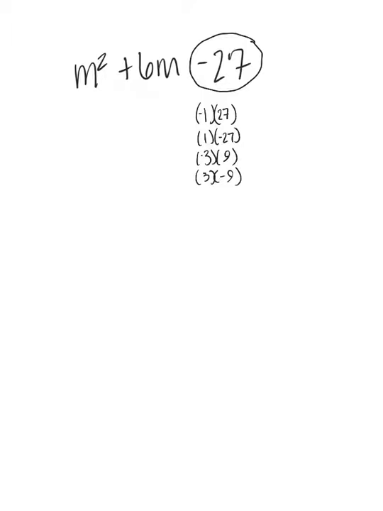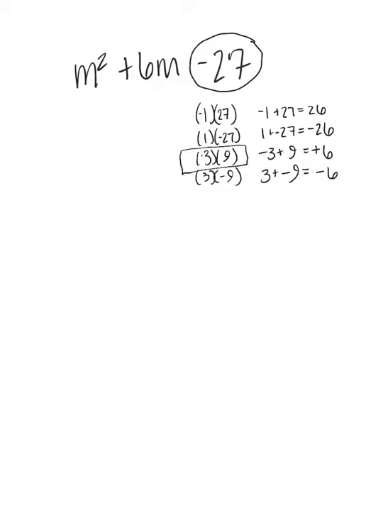Notice that in each of these you need to switch your negative, because watch this. Negative 1 plus 27 is 26. 1 plus a negative 27 is negative 26. Negative 3 plus 9 is 6, so it's not that way. But 3 plus a negative 9 is negative 6. So this is the pair of factors that I want to use. So I'm going to end up writing my m. One of these is positive, and one of them is negative. The 3 is negative, and my 9 is positive.